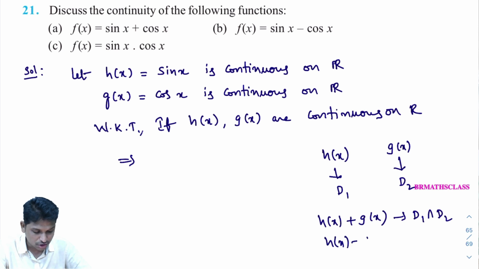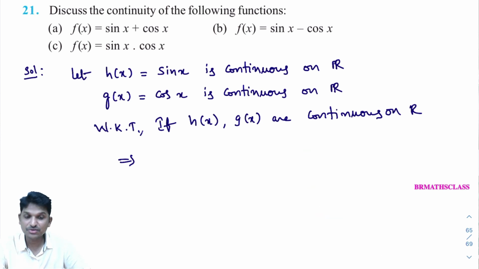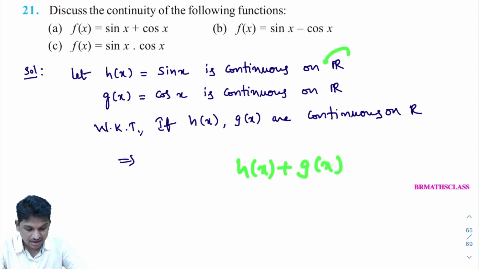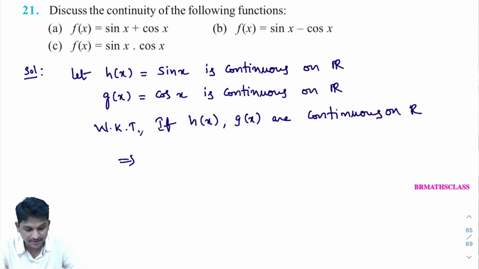What is the domain of h of x minus g of x? Its domain is D1 intersection D2. Its domain also D1 intersection D2. And what is the domain of h of x into g of x? Its domain also D1 intersection D2. So what I am trying to say here, h of x is continuous on R, g of x is continuous on R. What is the domain of h of x plus g of x? R intersection R. Real numbers intersection real numbers is what? Is real numbers only. Okay. So what I'll write here, that implies h of x plus g of x.